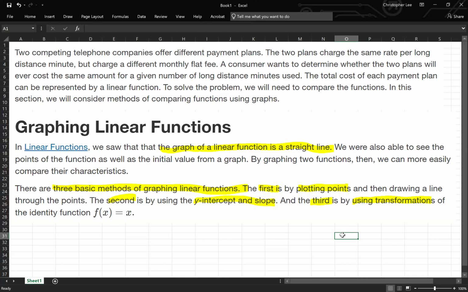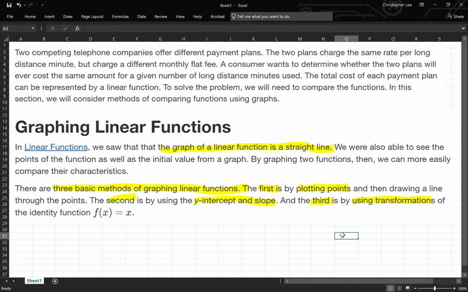There are three basic methods of graphing linear functions. The first is by plotting points. This is my number one go-to, plotting points. For the whole course, if you ever get confused about something, plot a point. That's the answer. And then, of course, drawing the line and connecting the dots.